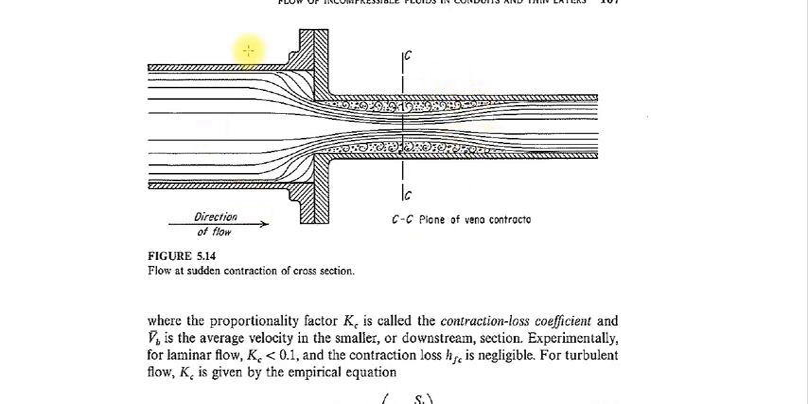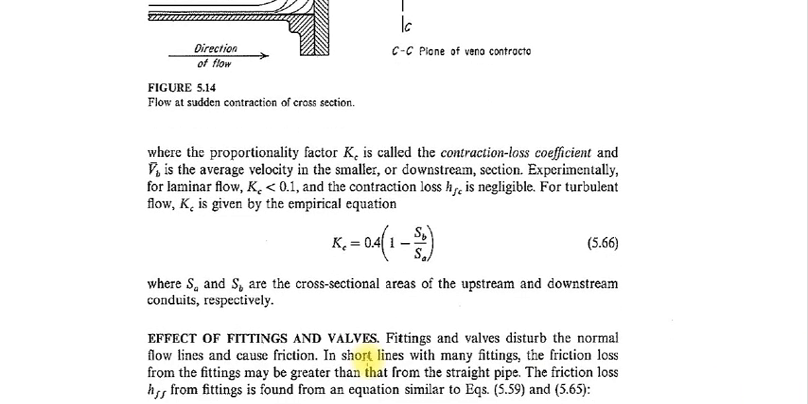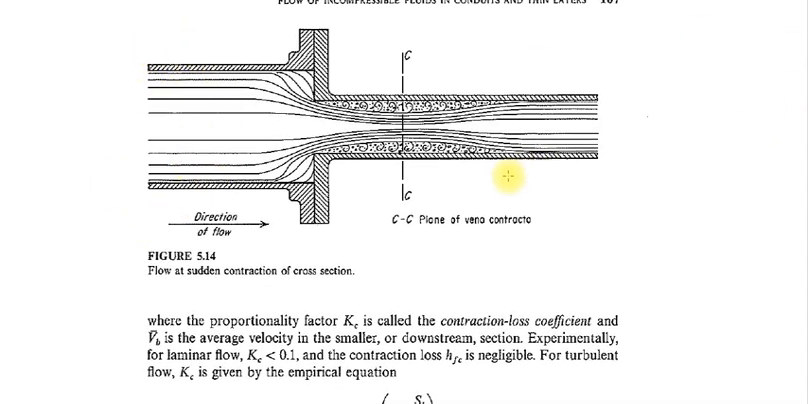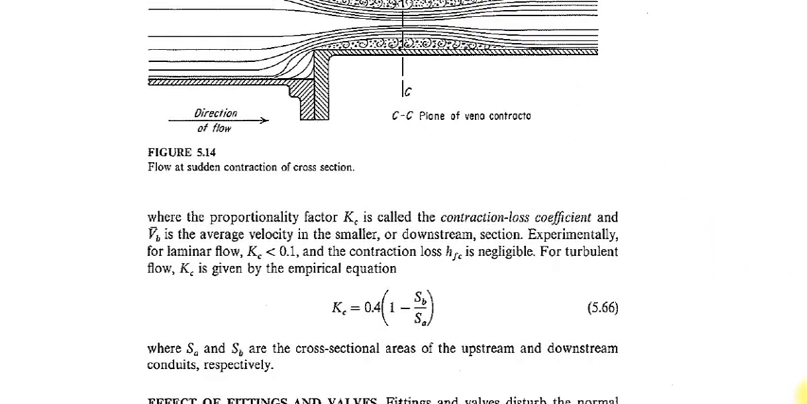So here you have Sb divided by Sa. Sa is the upstream and Sb is the downstream, so Sa will be greater than Sb. Sa for upstream, Sb for downstream. So you get 1 minus Sb, meaning this value, divided by Sa, meaning this value. The cross sectional area at this point is Sa, and at this point is Sb. So this is the formula of Kc: Kc equal to 0.4 times 1 minus Sb by Sa.